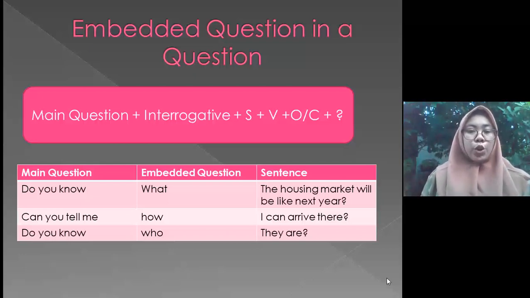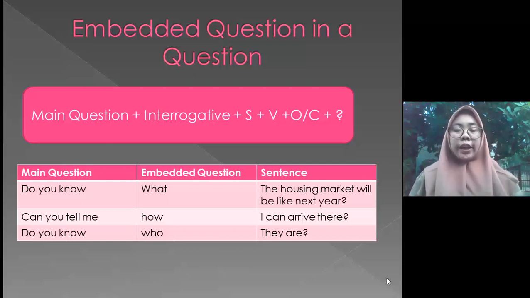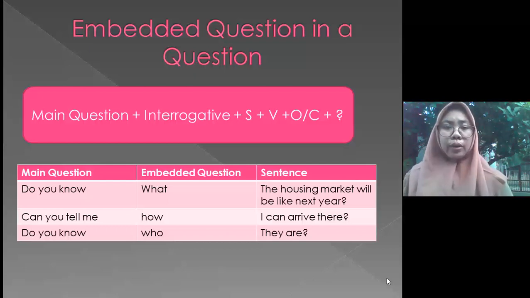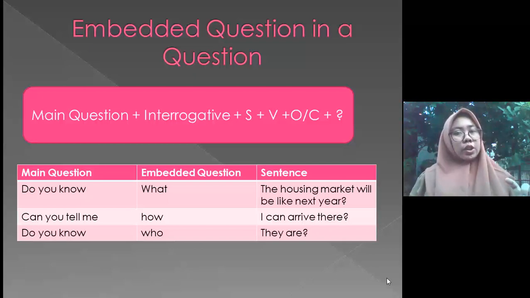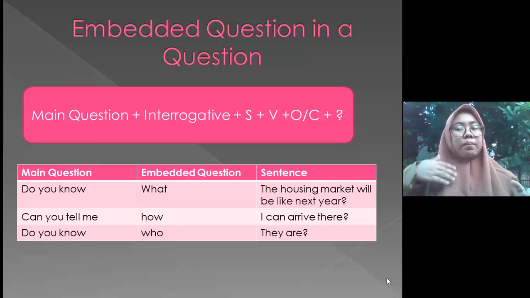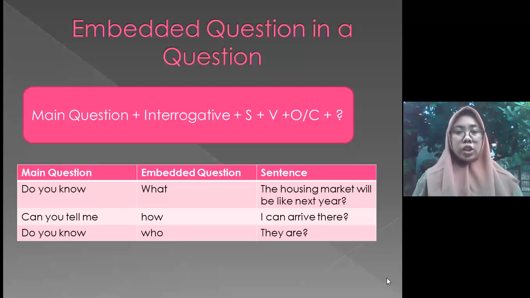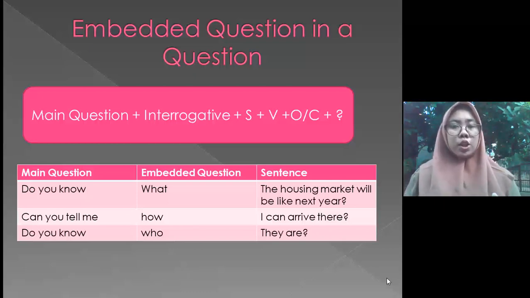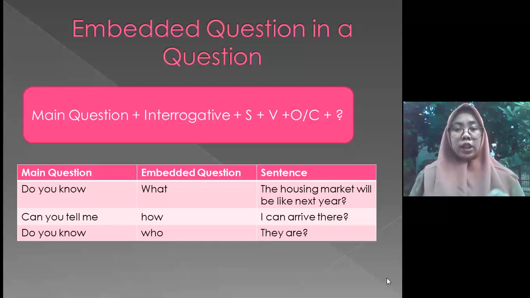Okay, let's see. Do you know what the housing market will be like next year? Can you tell me how I can arrive there? Do you know who they are? Okay, let's see. The main question follows the question word order. And for the embedded question here, you can use the WH question. And after that comes the normal sentence, starting from subject, and after that verb, and after that object or complement. Okay, so it's a little bit different, yeah.